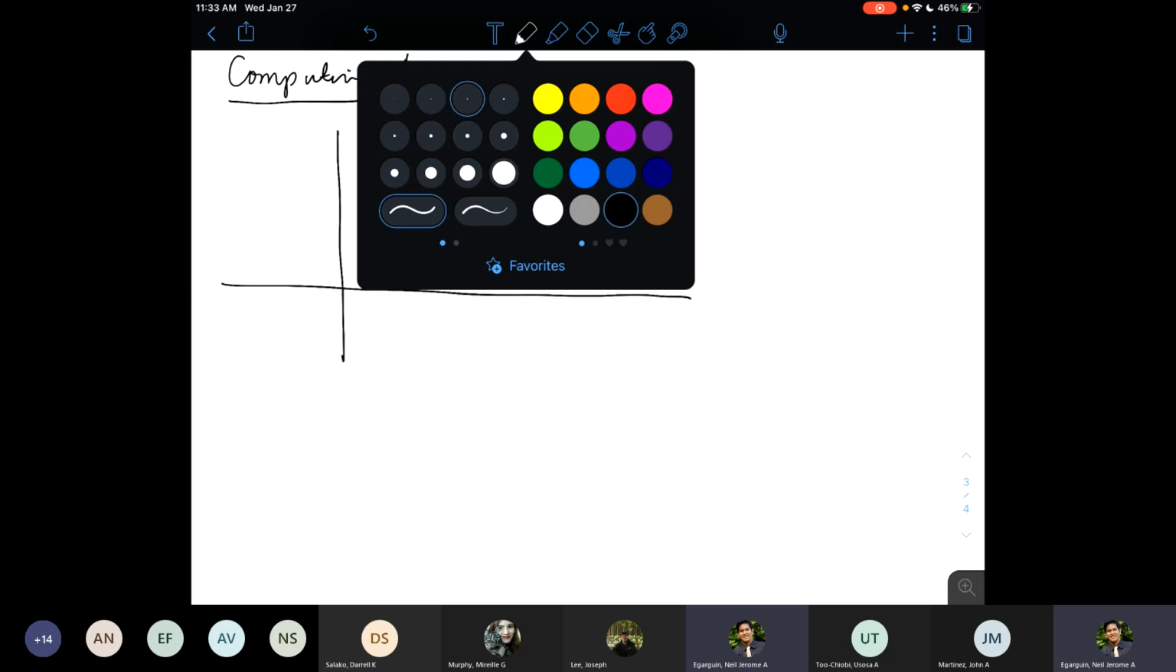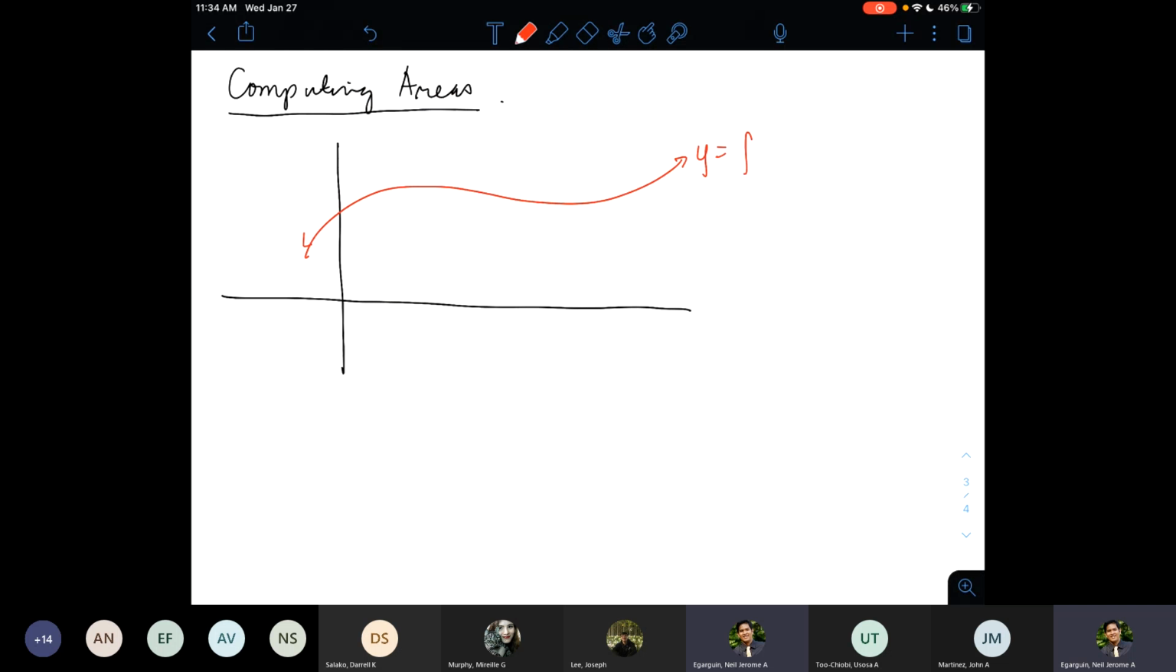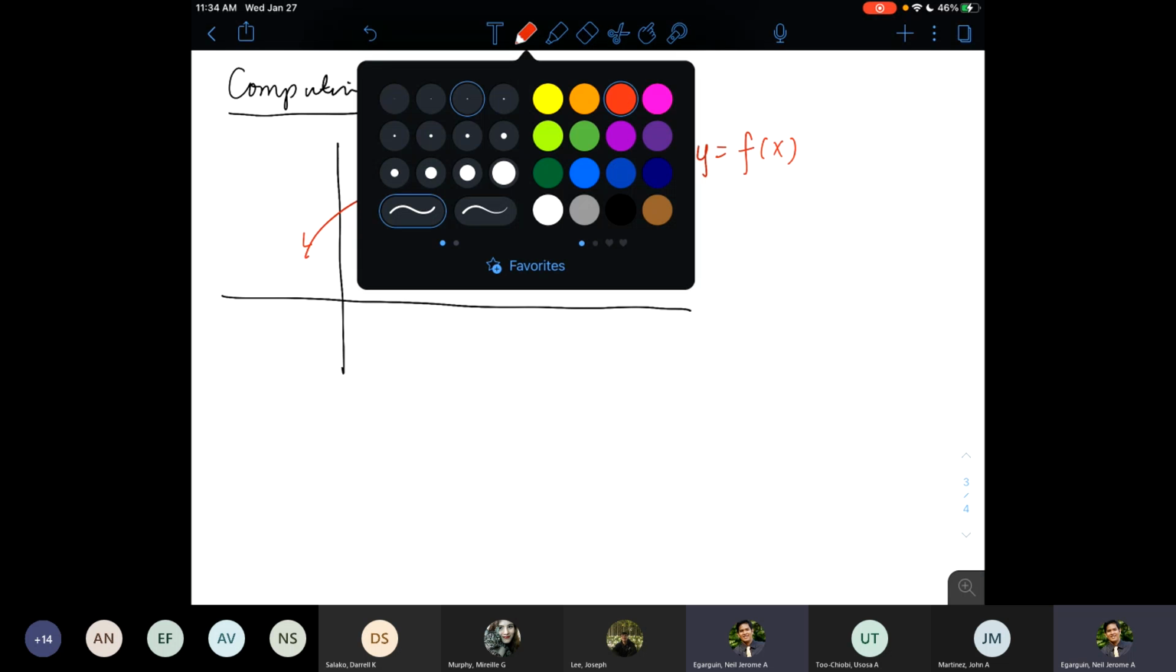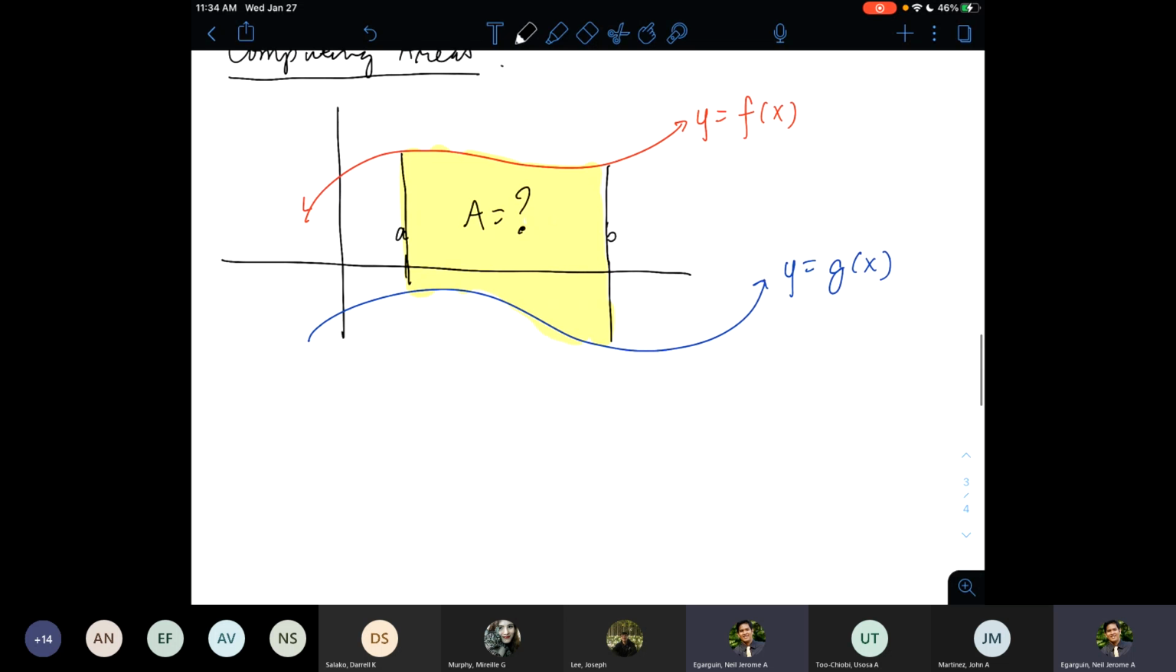So if I have an arbitrary region, say bounded above by a function y equals f of x, and bounded below by another function y equals g of x, right? And I want to compute the area over the interval a to b. Okay, so from a to b, I want to get the area of the shaded region. That's my shaded region, right? And the problem is, what is the area? Now the idea here is that the area can be calculated easily using integrals.